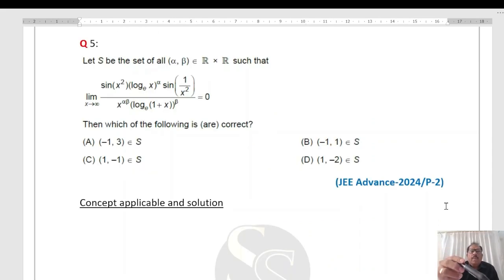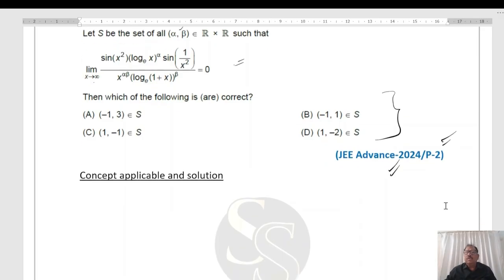Question is, let S be the set of all alpha beta belonging to R cross R such that limit x tends to infinity, sin of x square, log of e की power x alpha, sin 1 plus x square upon log upon x की power alpha beta log e 1 plus x की power beta equal to 0. You have to pick up one of the correct answer. Question is taken from JEE Advanced 2024 paper 2.